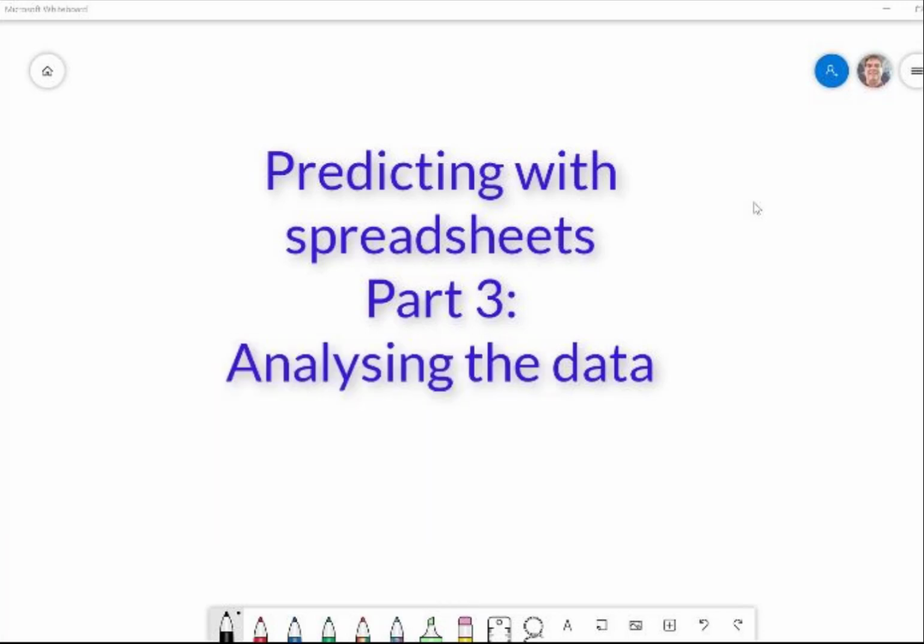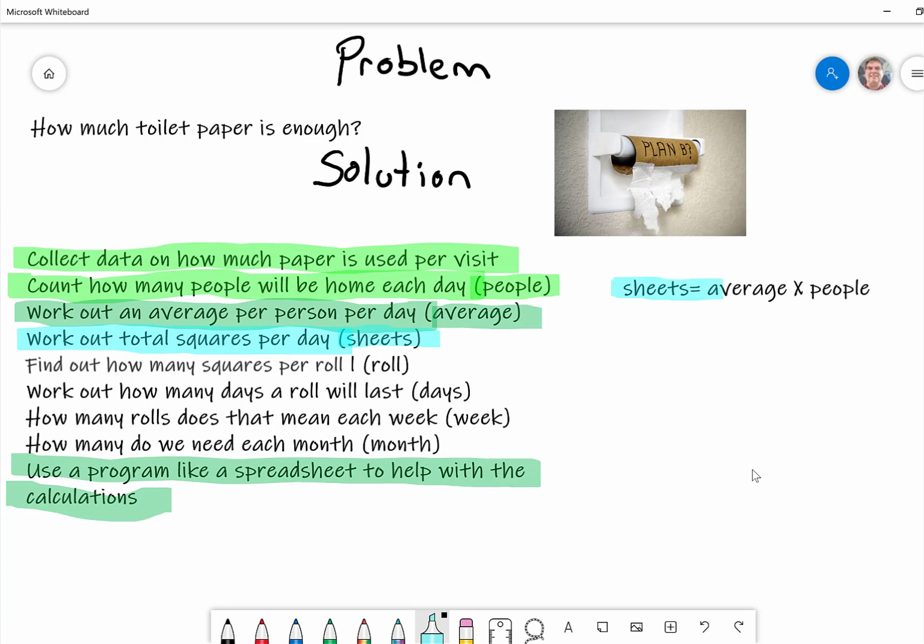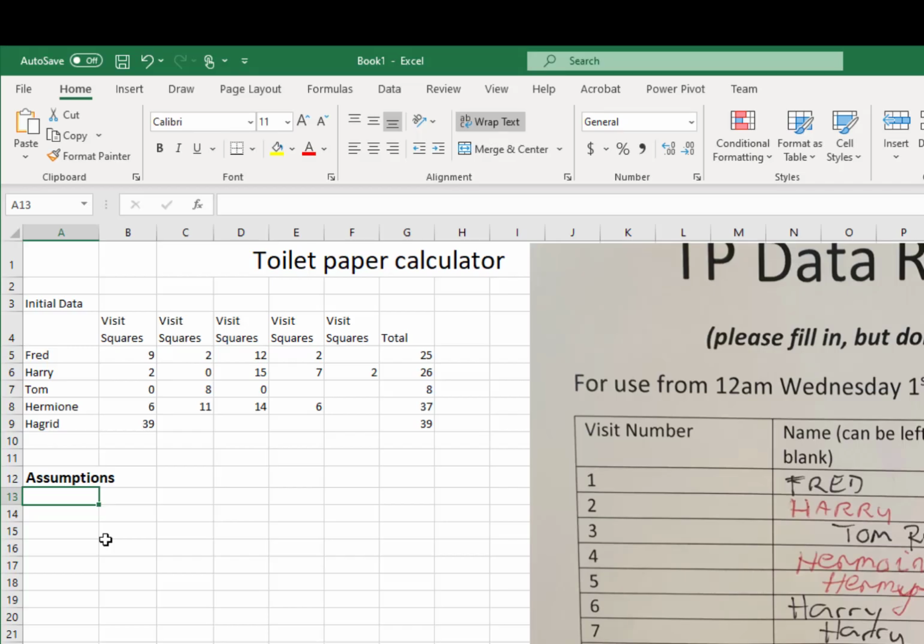The first thing that I'm going to do is give each of these points a key word. So how many people will be home each day, I'm going to call that people. The average per person is going to be called average. The total squares per day is going to be called sheets. How many squares per roll is going to be called roll. How many days a roll will last will be called days. How many in a week, that will be called week. And how many do we need each month, that will be called month. Just so that it's easier to refer to and easier to write up my formulas.